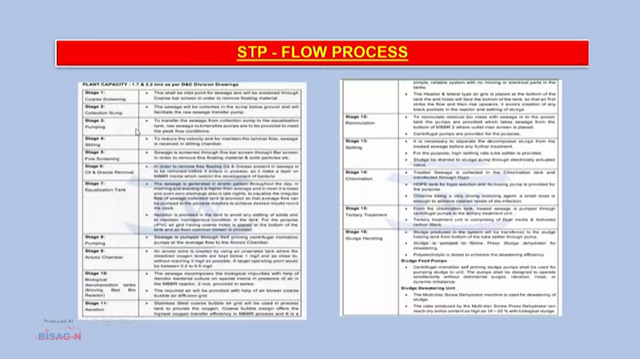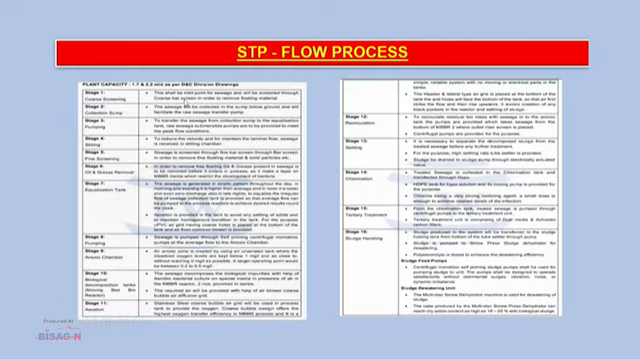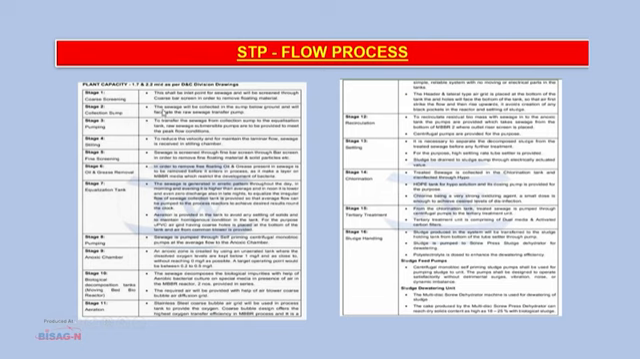Stage 1, coarse screening. The coarse screening will be placed at this location. This shall be the inlet point of the sewage and will be screened through a coarse bar screen in order to remove floating material. Then the collection sump. The collection sump is the same as the receiving chamber. The sewage will be collected in the sump below ground and will facilitate the raw sewage transfer pump.